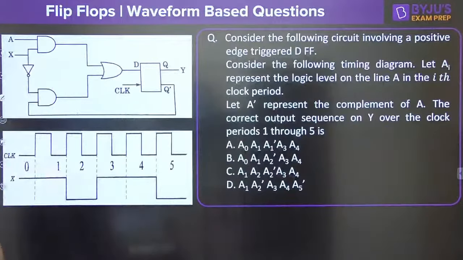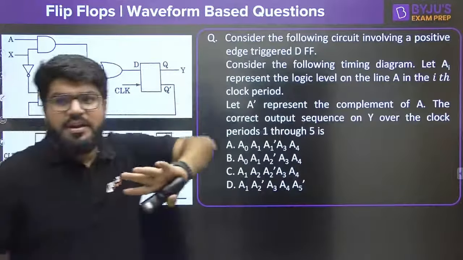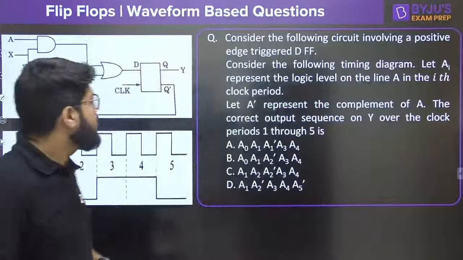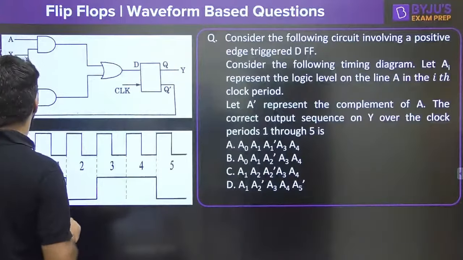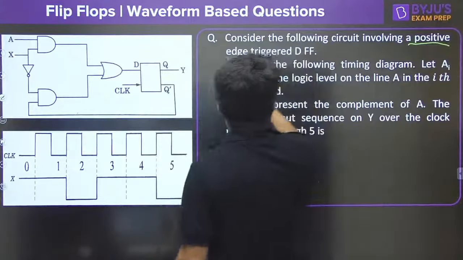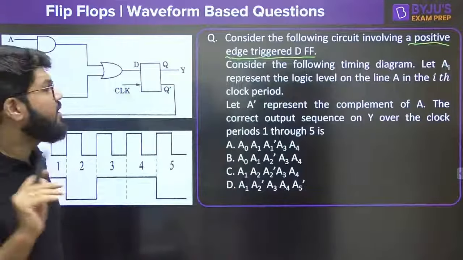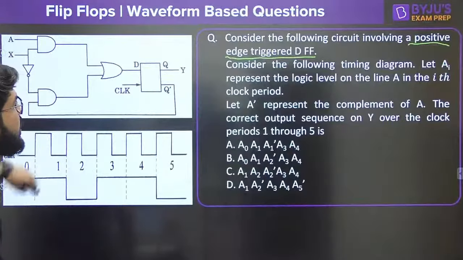Consider the following circuit involving a positive edge triggered D flip flop. So this is a positive edge triggered flip flop. It is no longer a level triggered device, it is an edge triggered device, and that is positive edge triggered. In some of the previous questions we have seen negative edge triggered and level triggered also, but this one is positive edge triggered.